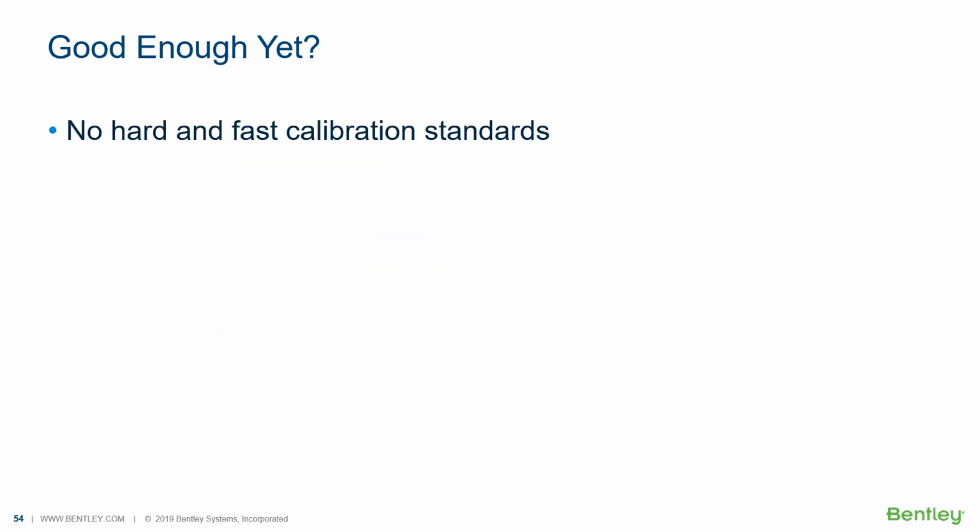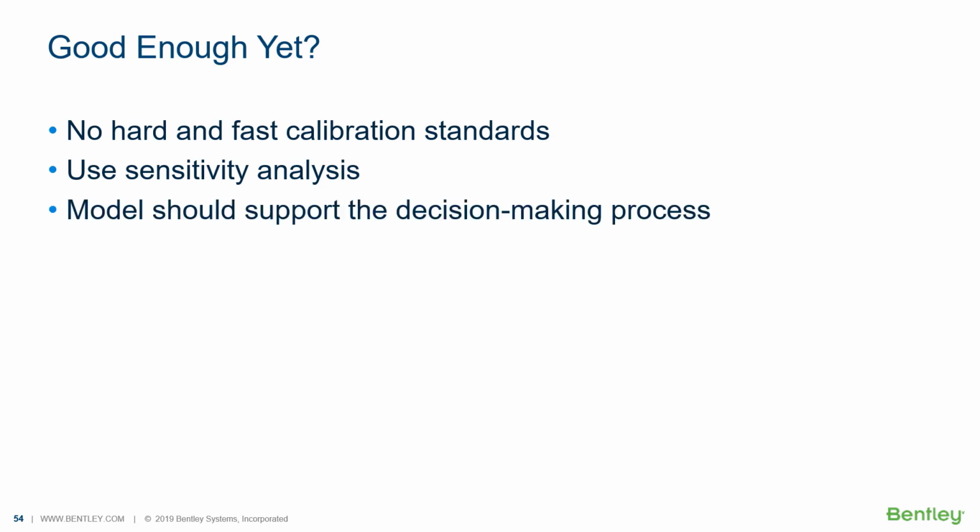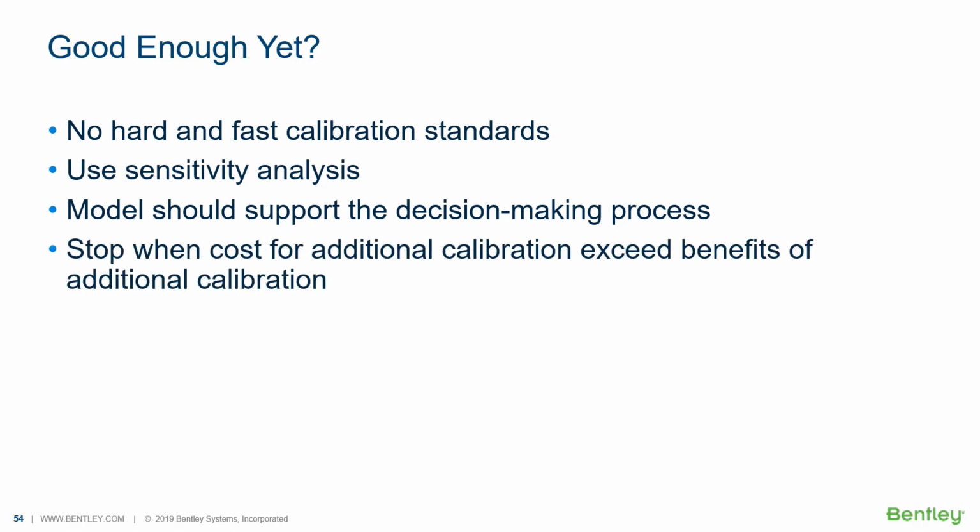So when is the model good enough? Well, we talk occasionally about standards for model calibration, and I just don't think that's really possible. Anytime someone's come up with a standard for model calibration, I can shoot holes in it. Do some sensitivity analysis where you play with some of the parameters and see how they affect the model result and see what's important. The goal really is to support the decision-making process. It's so that the model user calls you up, the modeler, and says, hey, what does your model say about this? So the real rule is stop your calibration when the cost to do additional calibration exceeds the benefits. That's the real rule as to when you're done with model calibration.